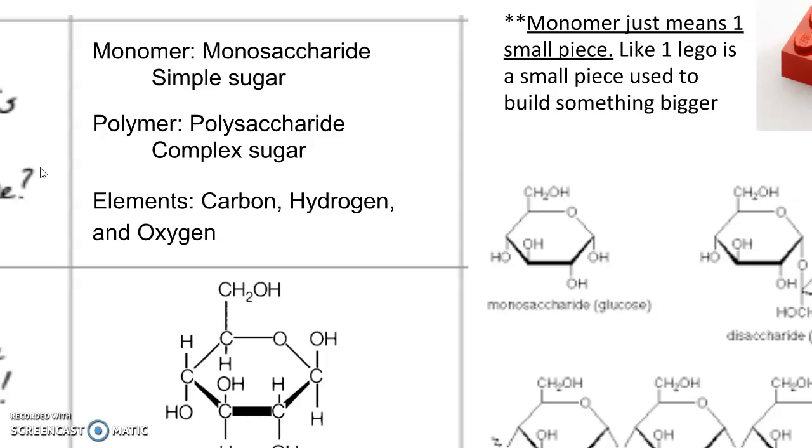So the structure of a carbohydrate. The monomer is the monosaccharide. It's going to be a very simple sugar. The polymer is a polysaccharide, so poly meaning many. It's going to be the complex sugar. Elements being carbon, hydrogen, and oxygen. So CHO, which we're going to get more into, but CHO is an easy way to remember it. And here's the structure.